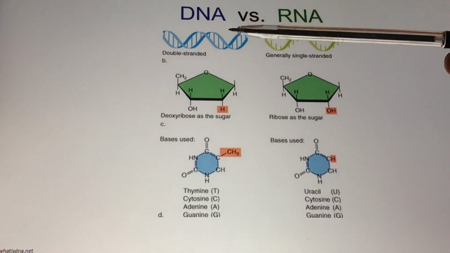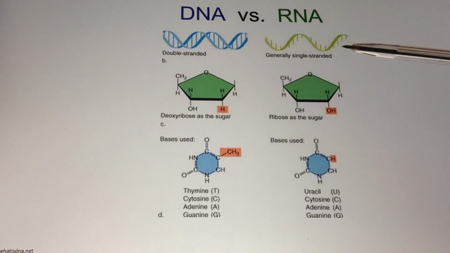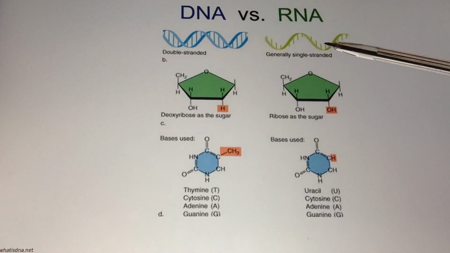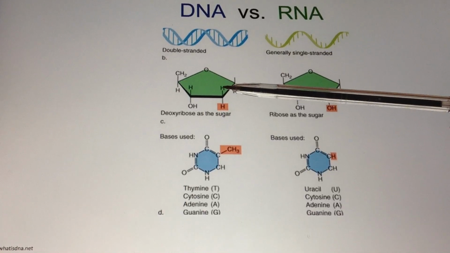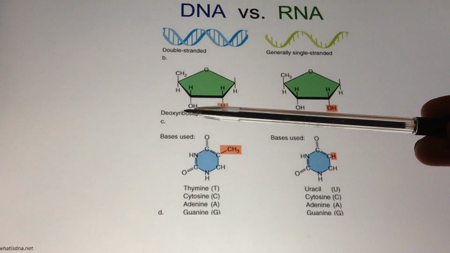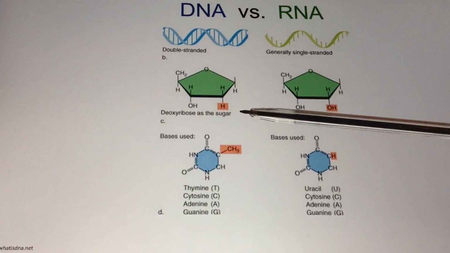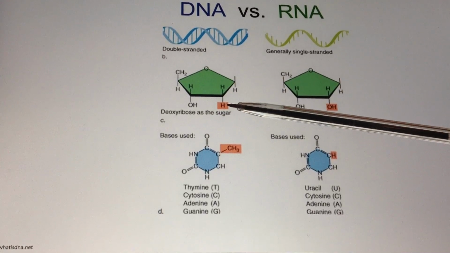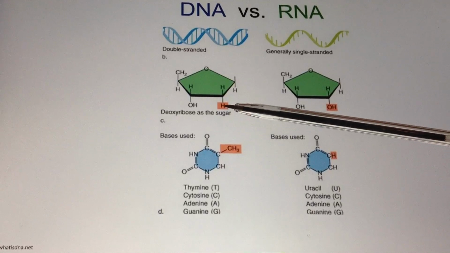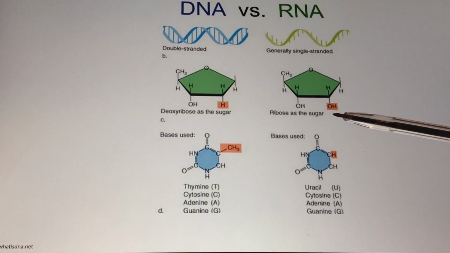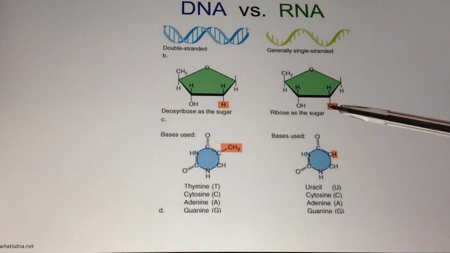Today we're going to review the differences between DNA and RNA. DNA is a double-stranded molecule and RNA is a single-stranded molecule. The main difference regarding the sugars: DNA includes deoxyribose, which, as the name says, has an oxygen missing here. And the ribose sugar includes the oxygen.